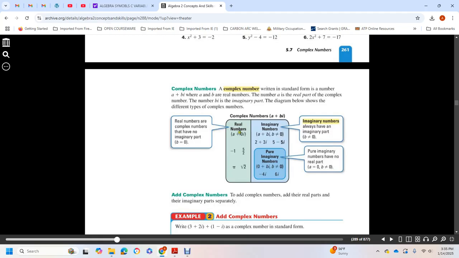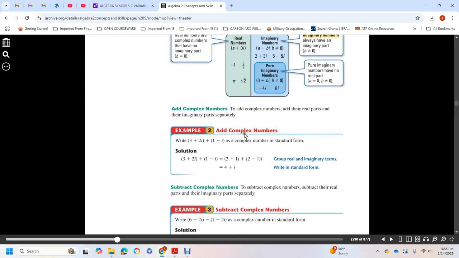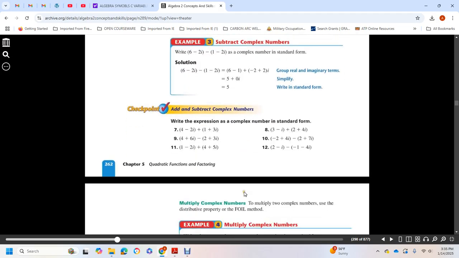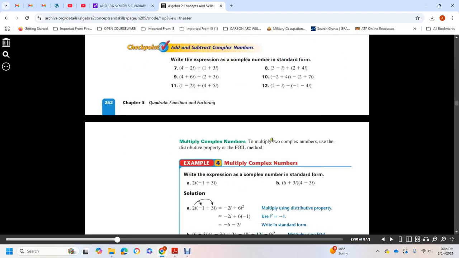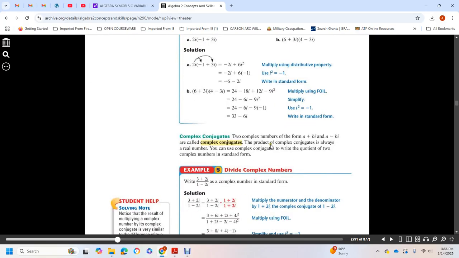To add complex numbers, add their real parts and imaginary parts separately. So a plus bi. Subtract complex numbers. To subtract complex numbers, subtract the real parts and imaginary parts separately. Multiplying complex numbers. To multiply two complex numbers, use the distributive property with the FOIL method.